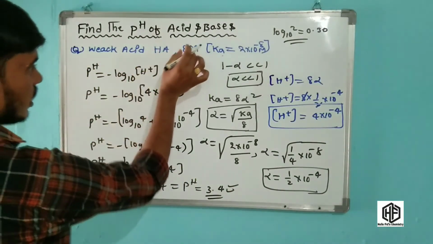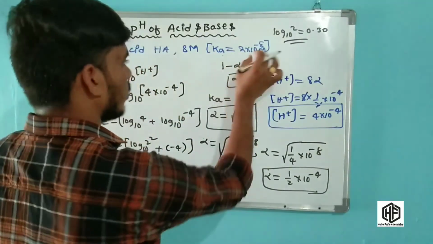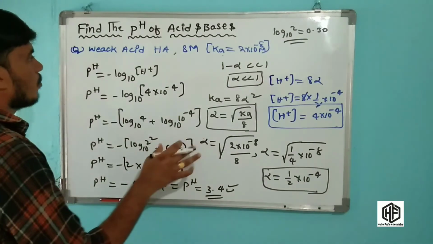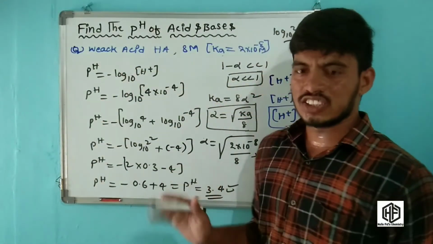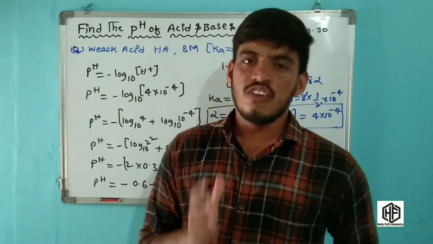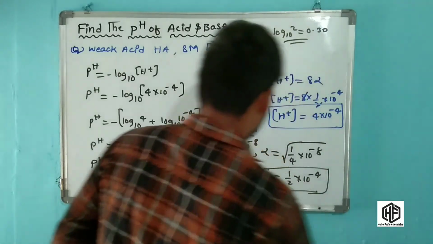The concentration of the weak acid HA is 8 molar, and Ka is equal to 2 into 10 to the power of minus 8 molar. This is the problem of finding the pH value of a weak acid. This is clear, friends. Now I am going to talk about finding the pH of strong bases.